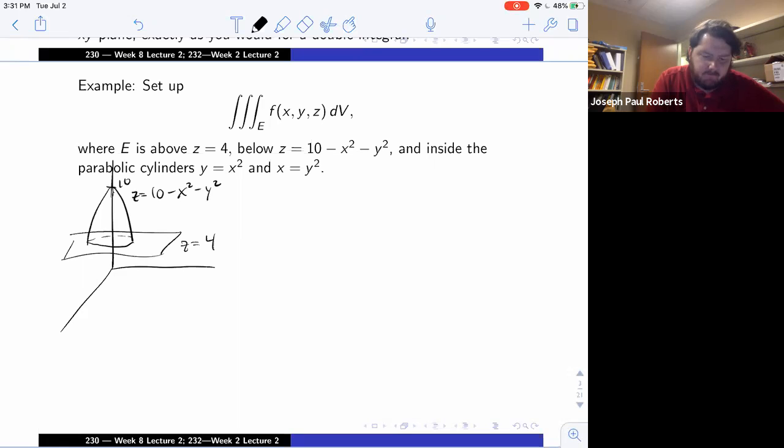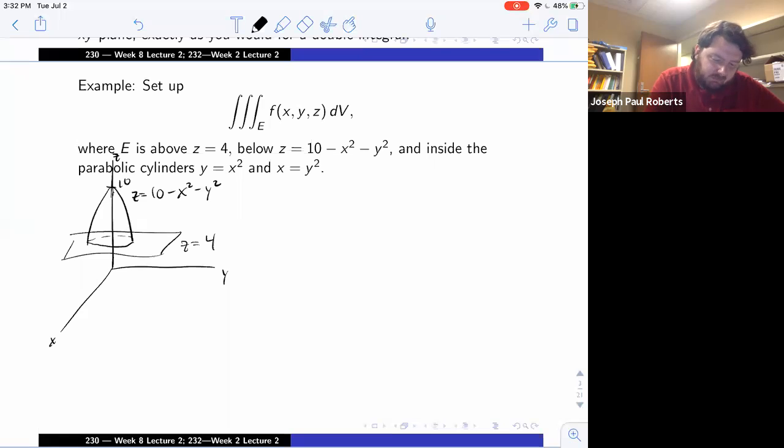And then we have these parabolic cylinders, x equals y squared and y equals x squared. Essentially, those parabolic cylinders are going to tell us what's going on as far as the x and y values go for this solid region.